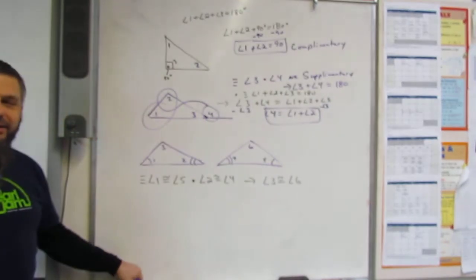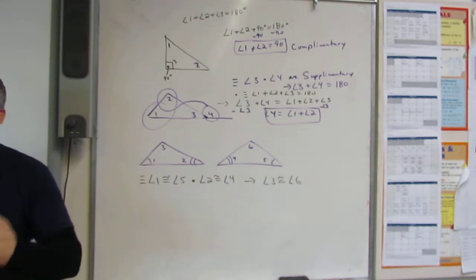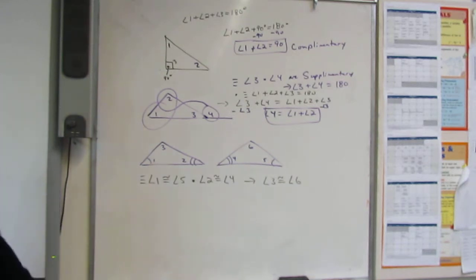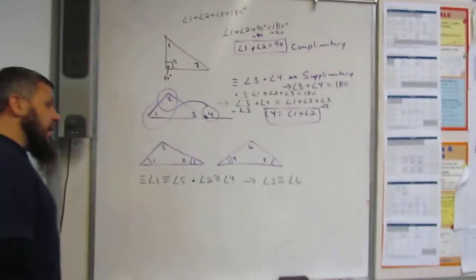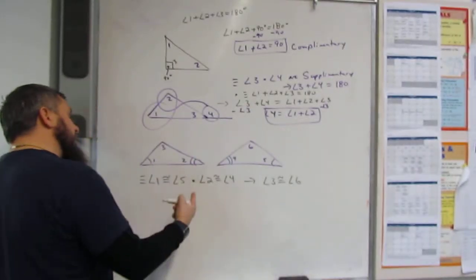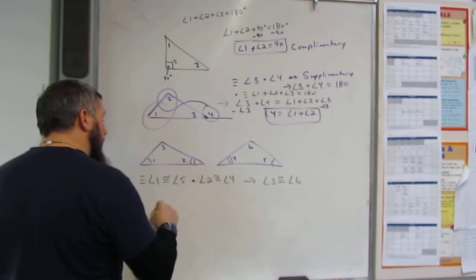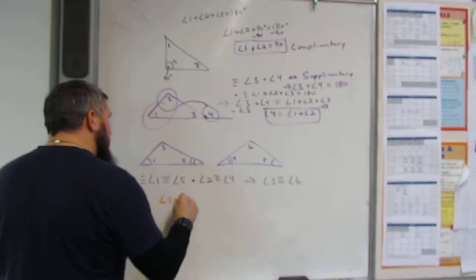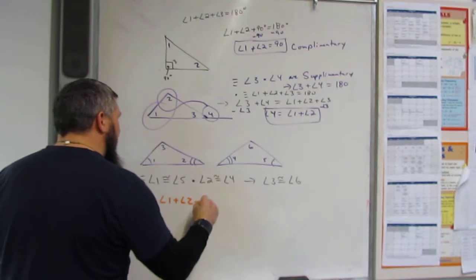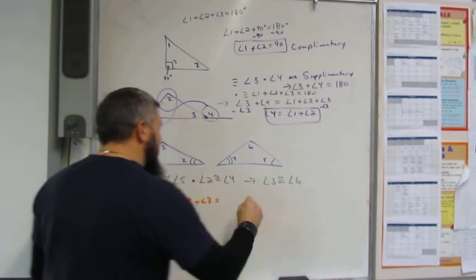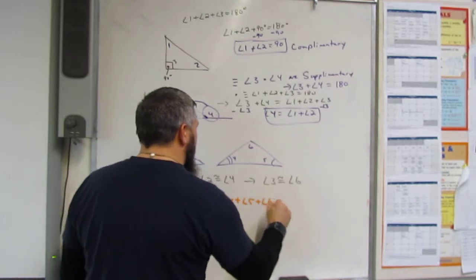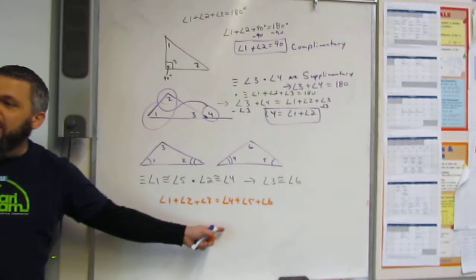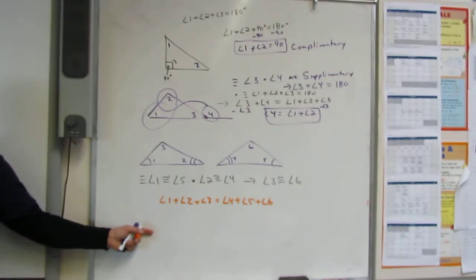The reasoning behind this, like any proof, these are proofs. These are what we're going to be doing the whole time. Like anything, I can say, hey, angle 1 plus angle 2 plus angle 3 is equal to angle 4 plus angle 5 plus angle 6. Does that make sense? Because one of them is 180 and the other one's 180.